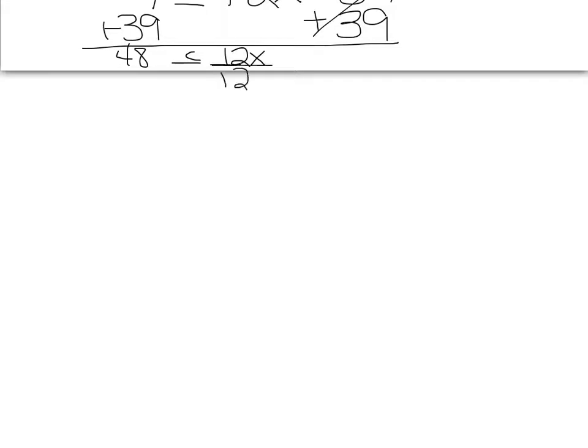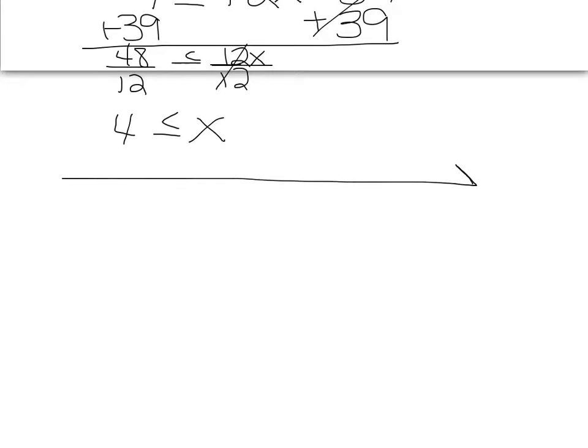Divide both sides by 12, and you get 4 is less than or equal to x. So again, because your variable is not first, we're going to shade in the direction that the arrow is not pointing. The arrow points this way. So we're going to shade the other way.